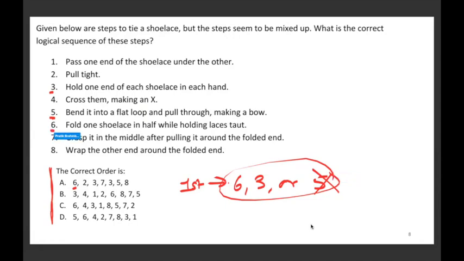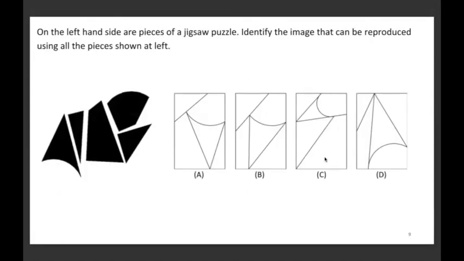Sixth one says fold one shoelace in half while holding the other laces taut. Now in this case we are holding the laces together, so definitely C will also be dropped, because in the first step you have to hold the shoelace together. So only one option is possible, which is option B, which means the third step has to be the first one here. Okay, we'll move to the next one.